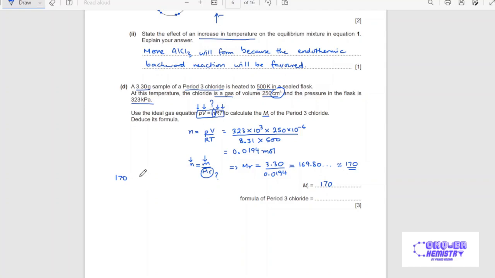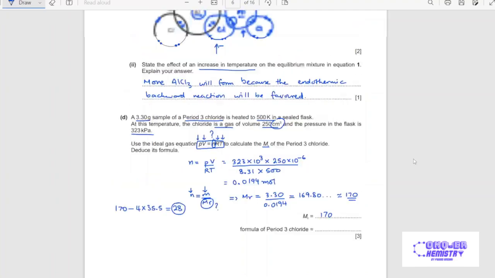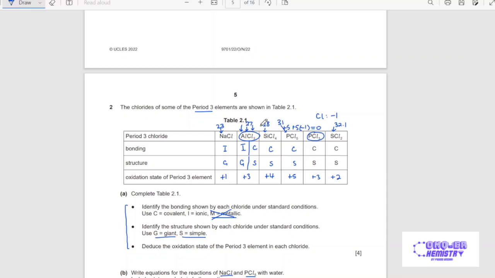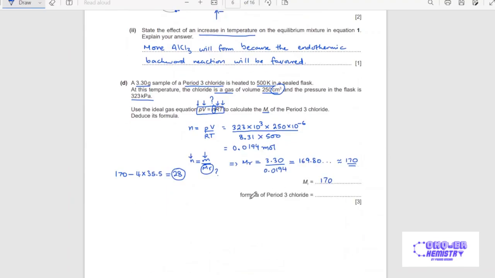So you can keep doing this one by one. Subtract 35.5 once, then subtract it again, then again, then again. But I'm going to save us some time and tell you guys that you'll actually subtract it 4 times. And once you do that, you will end up with 28. All right. Now, if I go back up, what does 28 match with? It matches with this guy over here, silicon. It's the Ar of silicon, and you have 4 chlorines bonded to the silicon. And so that is the chloride we're going for. So the formula is SiCl4. Perfect. Let's move on.